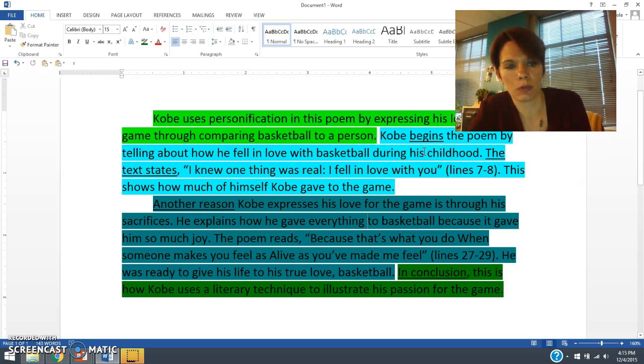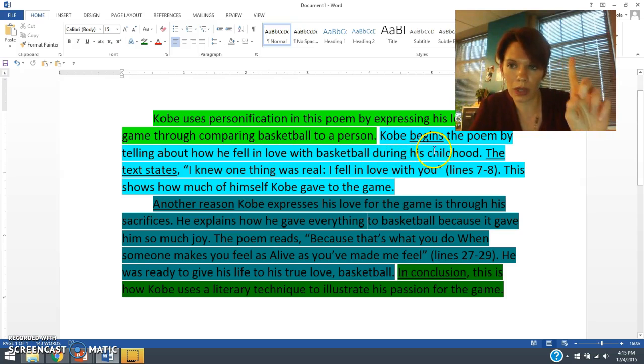Kobe begins the poem by telling about how he fell in love with basketball during his childhood. The text states, "I knew one thing was real, I fell in love with you," lines 7 and 8. This shows how much of himself Kobe gave to the game. And in this darker blue color, we see another reason that we're right. This is another way that he uses personification. So we're still answering the thesis, just giving another reason that we're right.